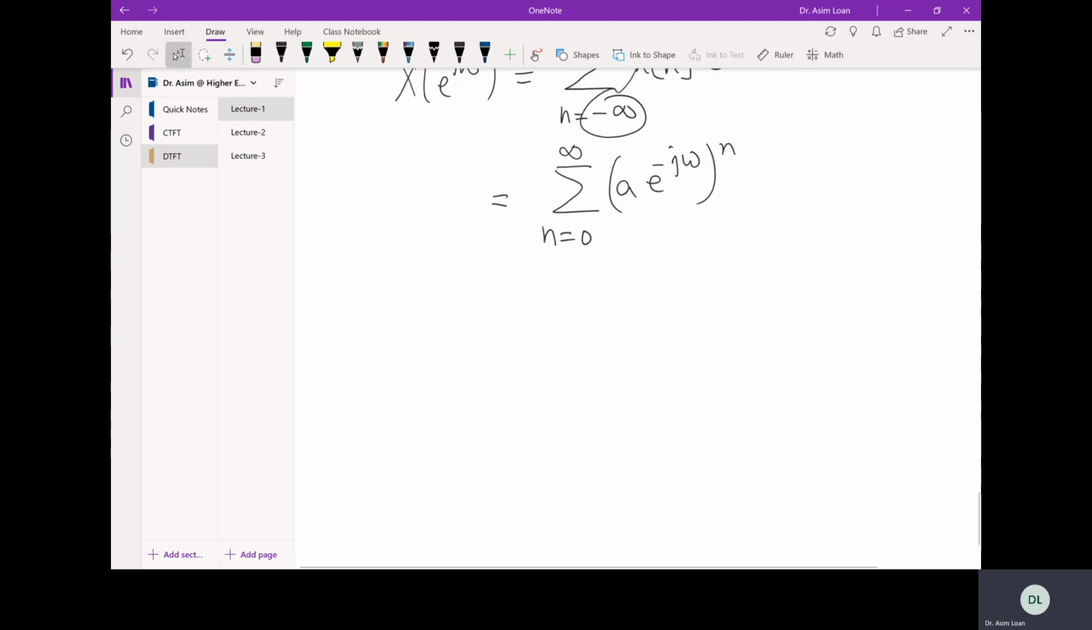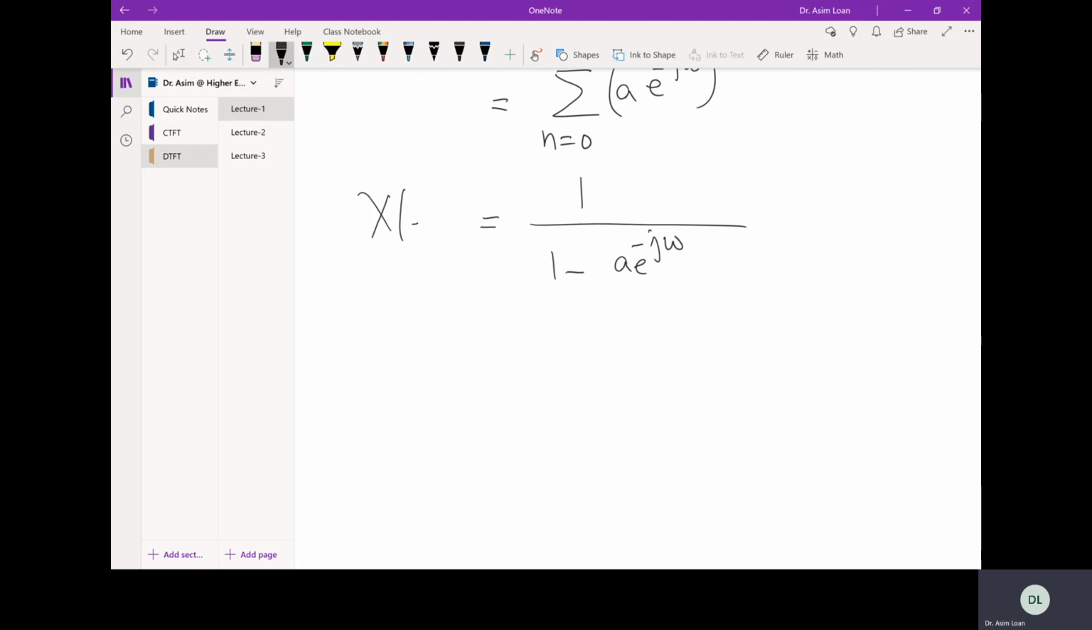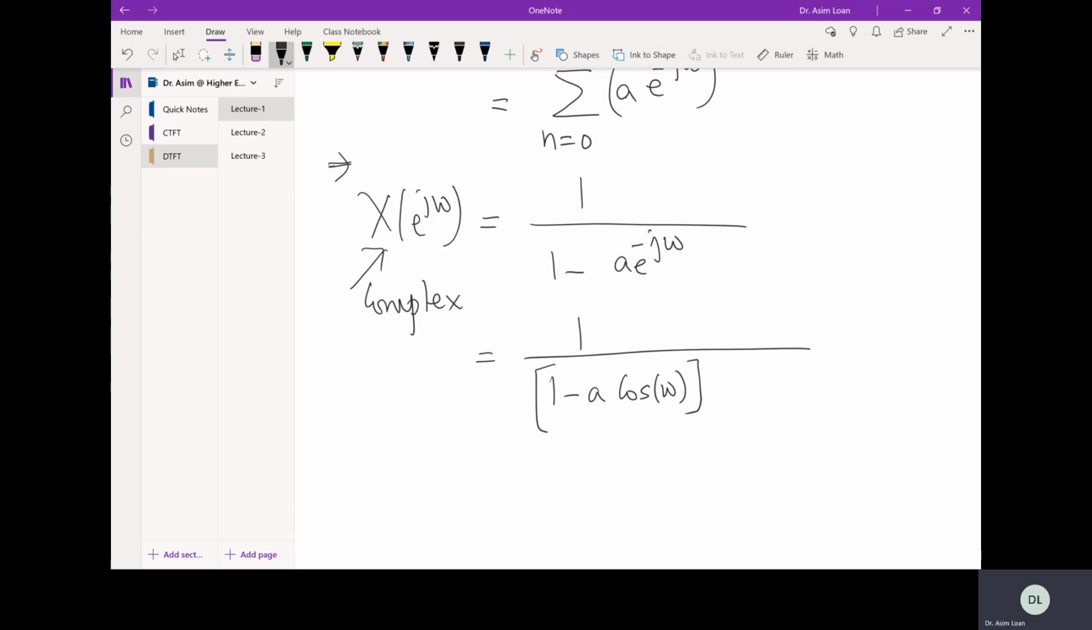This is the geometric series, and this gives us 1 over 1 minus a e to the minus j omega, which is equal to X of e to the j omega. Obviously, X of e to the j omega is complex, so it has a magnitude and a phase component. So what is the magnitude component? Let me write this as 1 over 1 minus a cosine of omega plus j a sine of omega, where I've used Euler's identity.